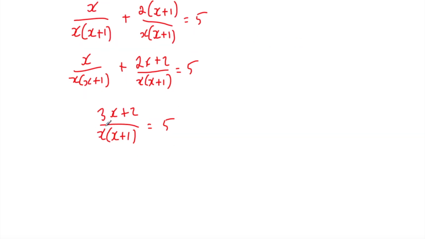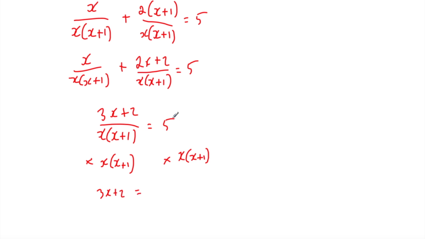Okay, we're getting there. Let's get rid of this denominator. So let's multiply both sides of the equation by x bracket x plus 1, the right hand side as well as the left hand side. So on the left hand side, we're timesing by the denominator to get rid of the dividing by the denominator, so we're just going to be left with the numerator, so that's going to be 3x plus 2.